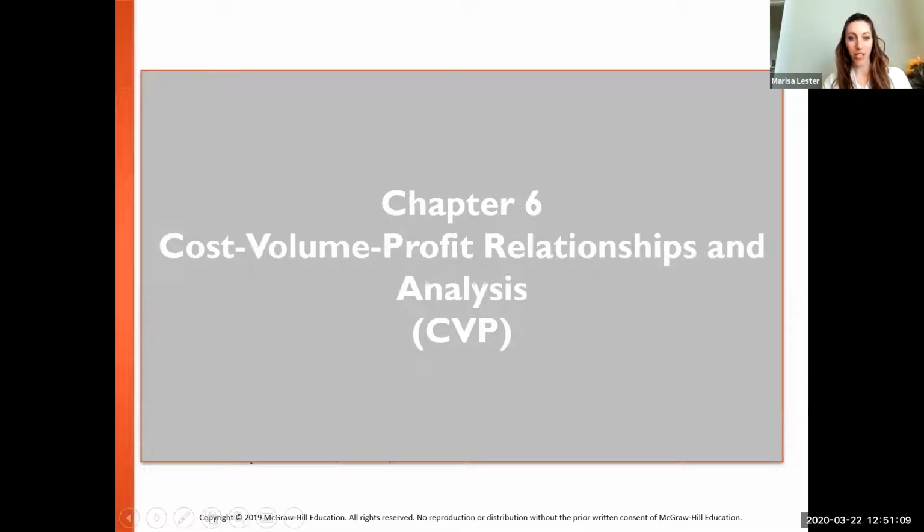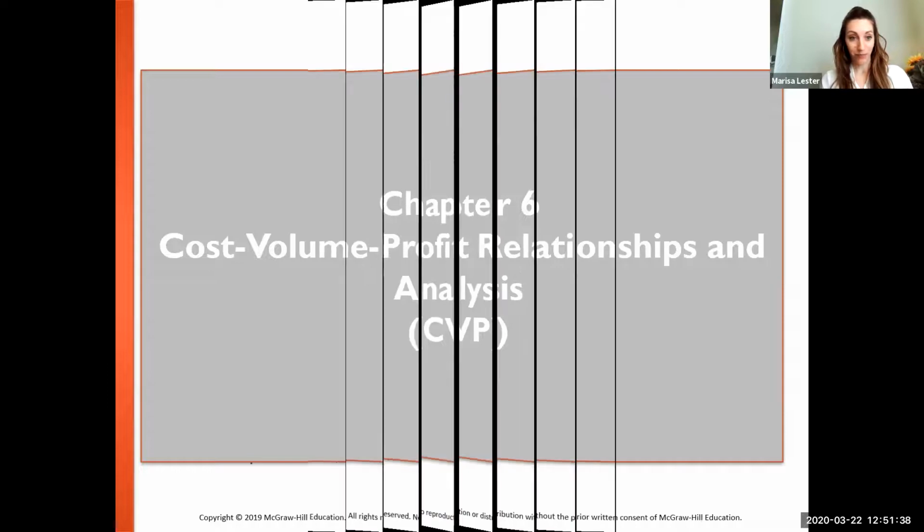Hi everybody, we are starting chapter 6 today, and chapter 6 is all about CVP, which stands for Cost, Volume, Profit, Relationships, and Analysis. So if you've been waiting for your chance to do math and use your calculators and get away from, just for a little while, our magic 3 and process costing and job costing and applying overhead, this chapter is your chance.